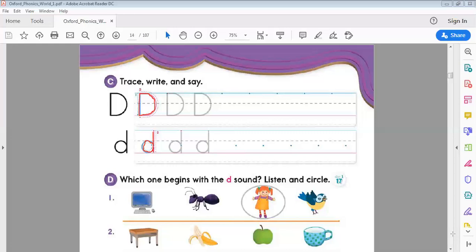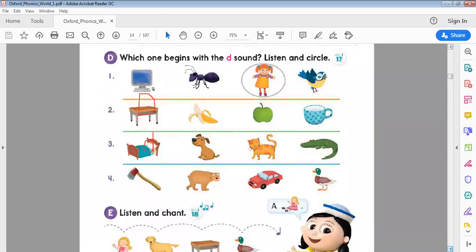Okay, so now let's move down a little bit. Right. So you can see some pictures here, right? So now we're gonna circle the picture that starts with the letter or the sound D. The sound D. So the row number one, we can see computer and doll and bird. So we circle the doll because doll starts with the sound D, D, D. The row number two here, we have desk, banana, apple, and cup. So which picture starts with D, D, D? Come on. I know you're so smart. D, D, desk, starts with D, D, D, desk.